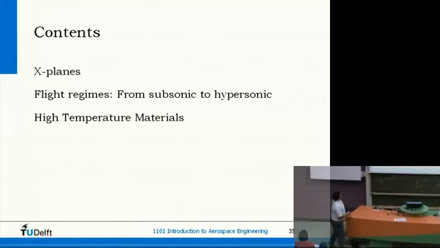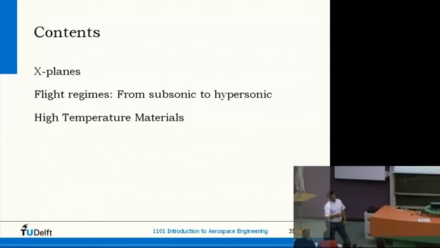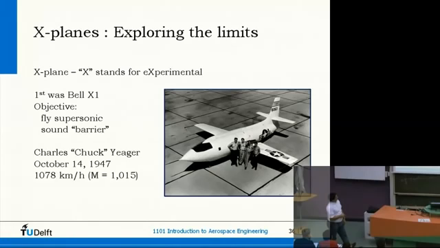This is about X-planes going from subsonic to supersonic, and if I have some time, also a few words about high temperature materials. X-planes means experimental. After the Second World War, there were a huge number of experimental planes, and I think they are still going on. Each of these planes has some specific goal to investigate some specific property.